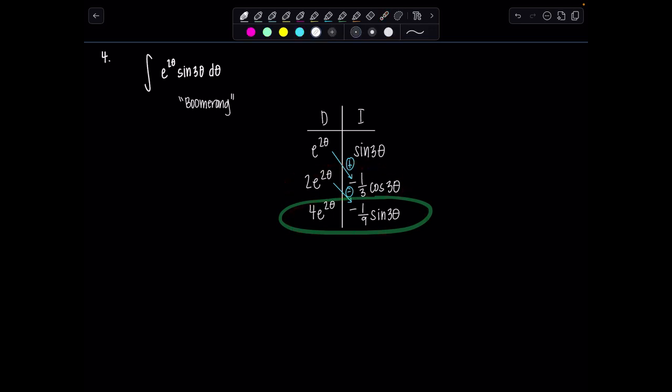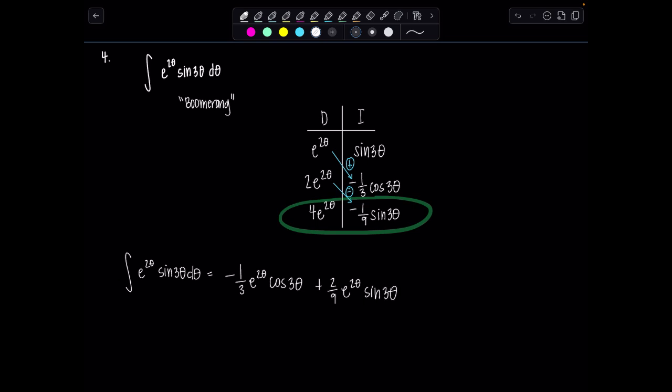Here we go. My original problem, e to the 2 theta sine 3 theta d theta, that original integral is equal to negative 1/3 e to the 2 theta cosine 3 theta. Watch out. 2 times negative 1/9 times another negative now gives me positive 2/9 e to the 2 theta sine 3 theta. Are we okay?